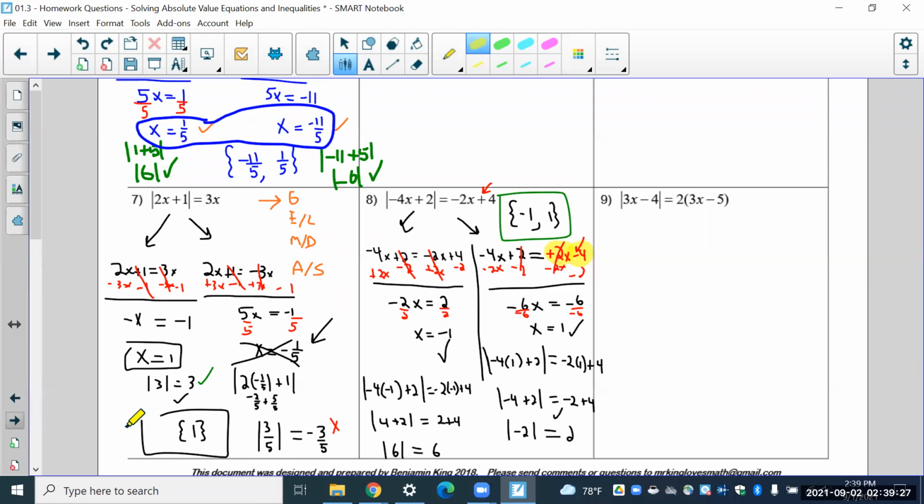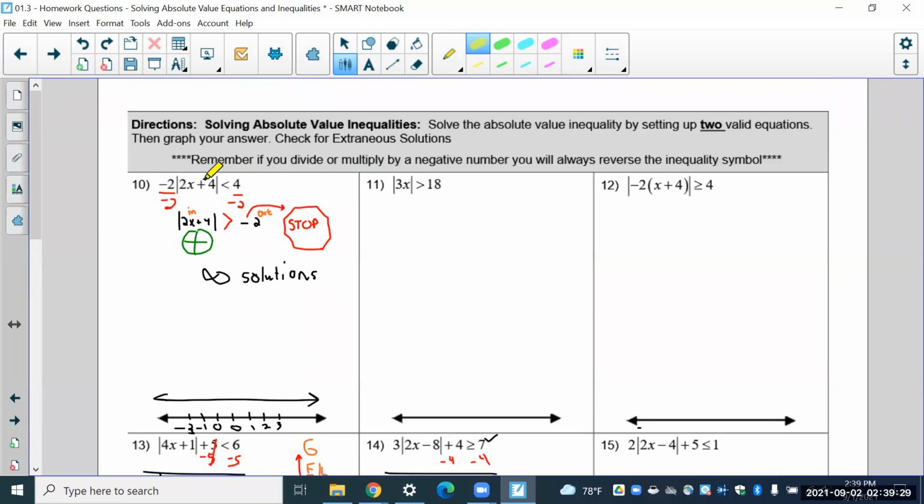Now, on the back, please pay attention to the very first question. You can't distribute, just like I showed you, and you divide, and this will flip to greater. So is the distance that's always positive greater than a negative? That's infinite solutions. That's probably the most difficult problem to get if you're not really analyzing your negatives.